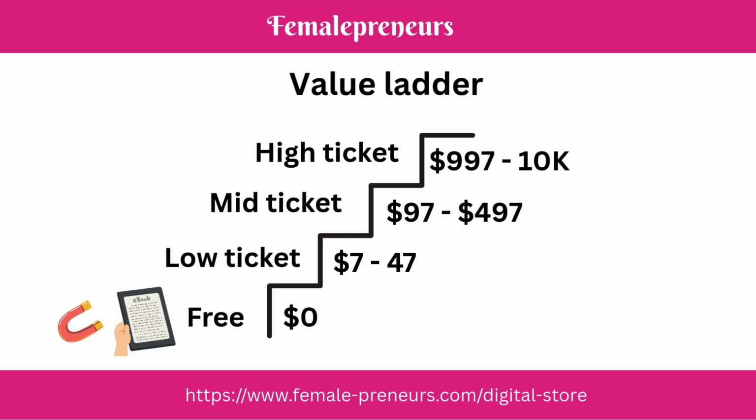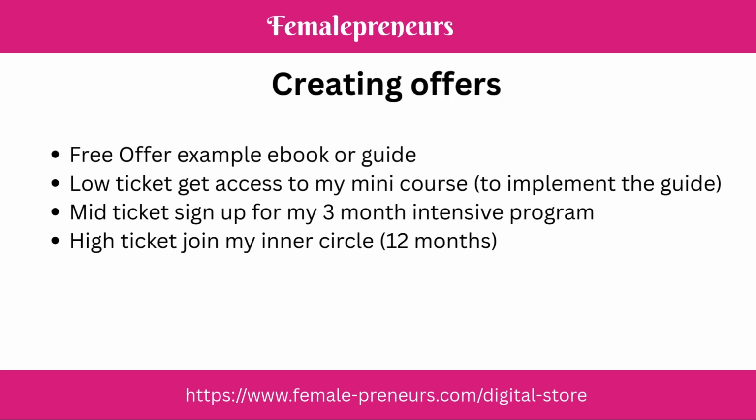Okay, so we said free offer, low ticket, mid ticket, high ticket. Now how can we put that into creating the offer? And I'm just going to show that to you now. So creating offers, there are different types of offers. The one is the free offer, for example an ebook or a guide. I'm only using this example, but there are so many other different types of free offers. A free offer can also be something they can win, like maybe you have a spa voucher that they could win if they enter a competition, so you're doing a giveaway.